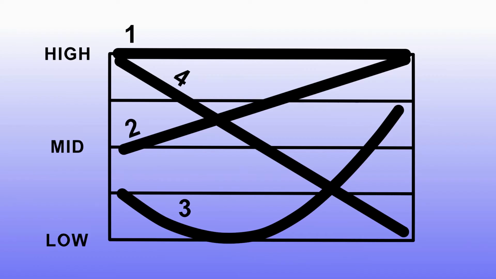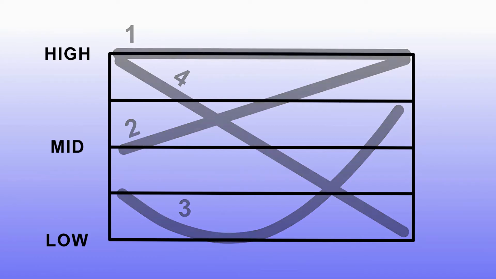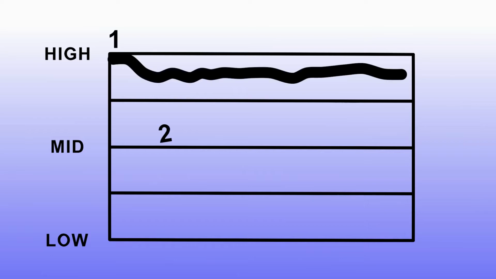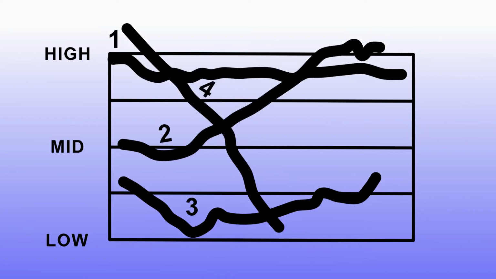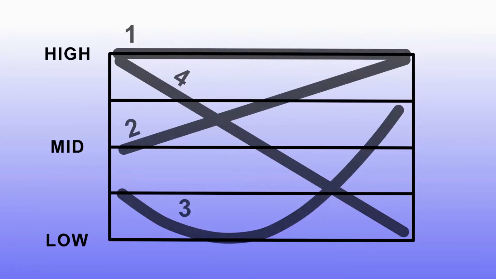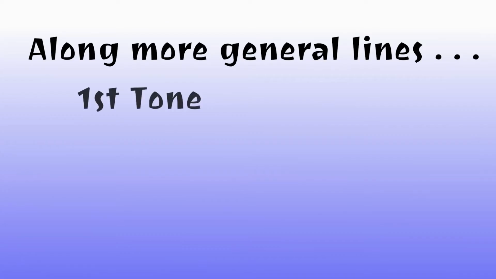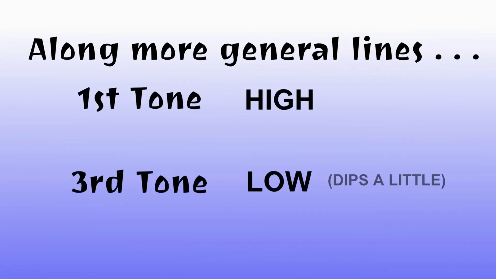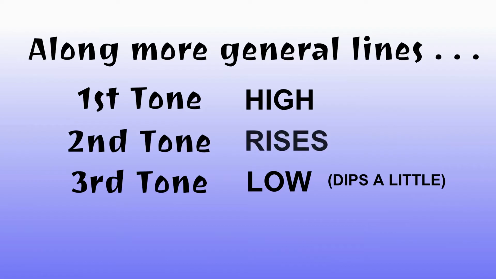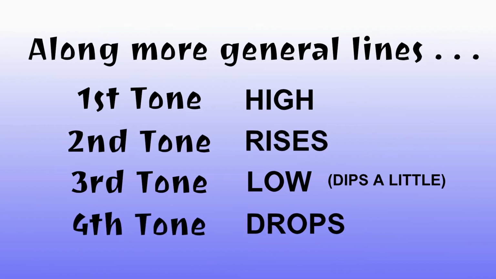Studies have shown that native speakers voice the tones on average more like this. So while the chart is very useful, and these lessons will feature it too, you can also think of the tones along more general lines. The first tone is high, the 3rd tone is low and dips a little, the 2nd tone rises, and the 4th tone drops.